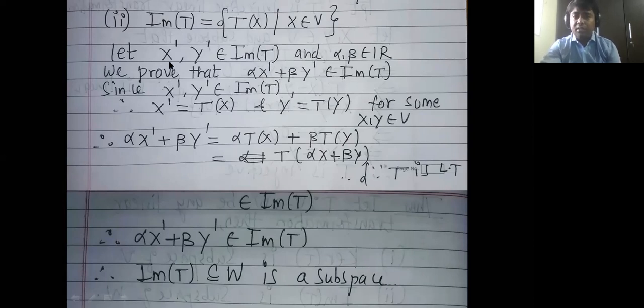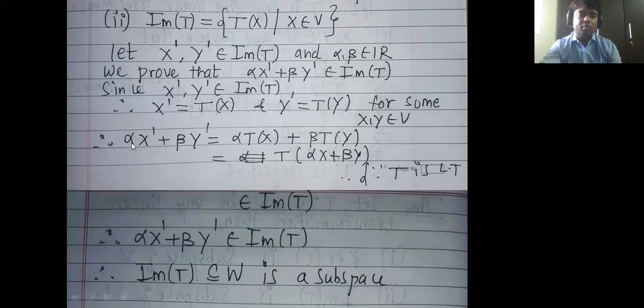Now since x dash and y dash belong to image T, means what? x dash can be written in terms of T, that is x dash is equal to some T of x, and also y dash is equal to some T of y. So this x and this y are some vectors, they can be any vectors in the domain. We are just finding out the image. So we are finding out x dash and y dash are images of which vectors inside the domain. Here we have taken them as x and y.